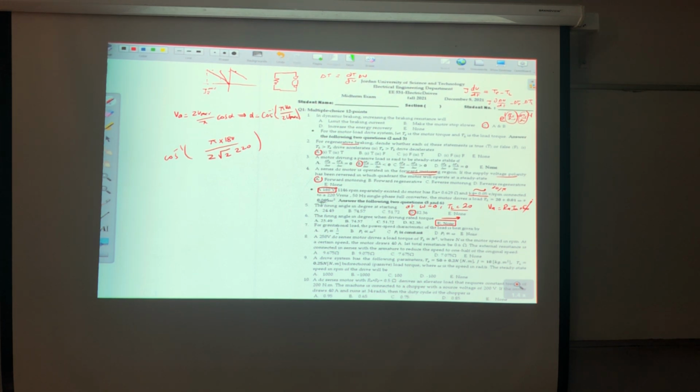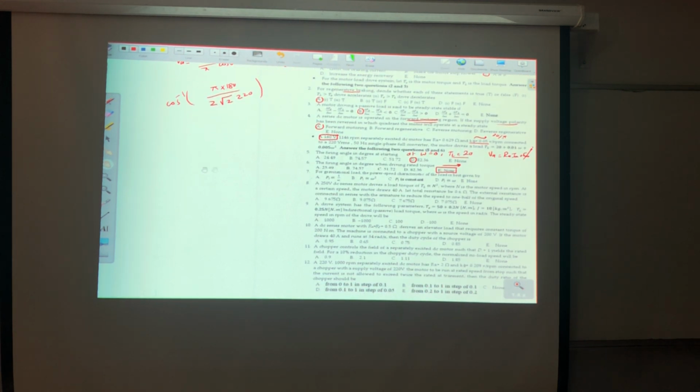For 7, I'm having a gravitational load, which means that the torque is constant. But here I'm asking about the power speed characteristic. Simply the torque is constant. If I multiply by omega, the power will be proportional with omega. So the answer will be D.